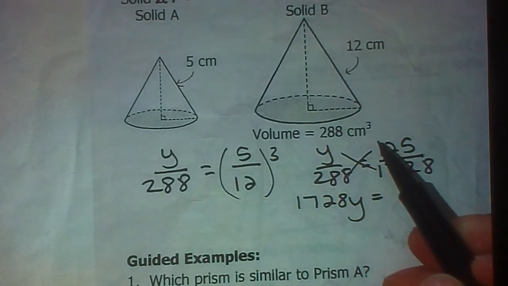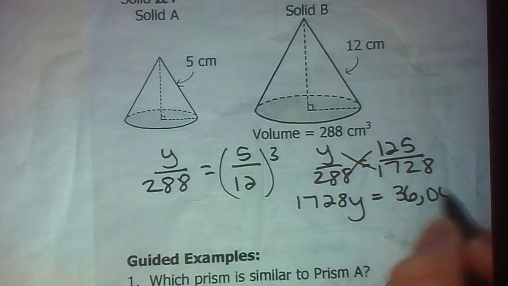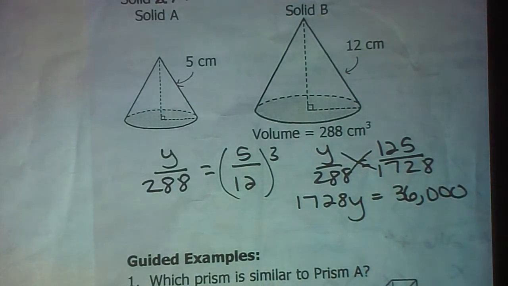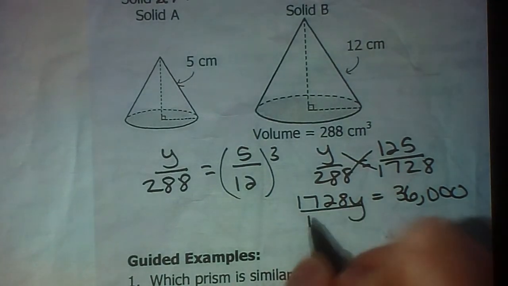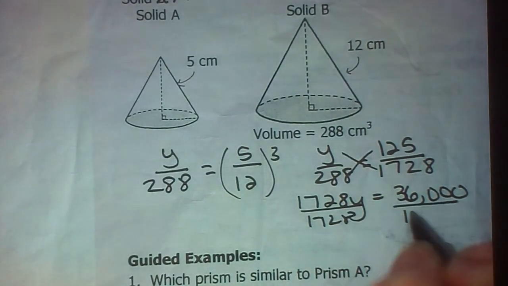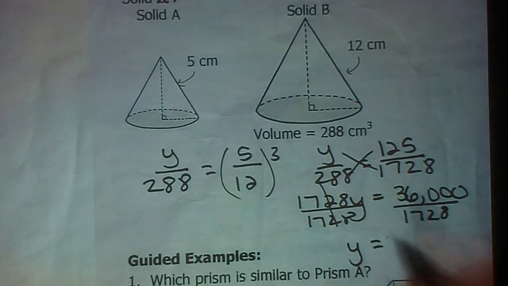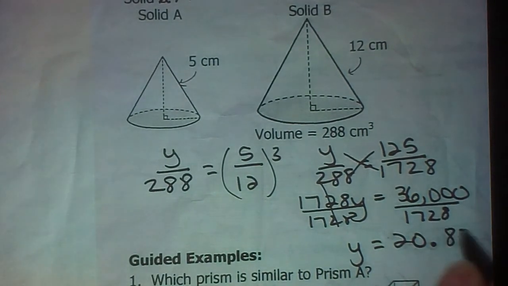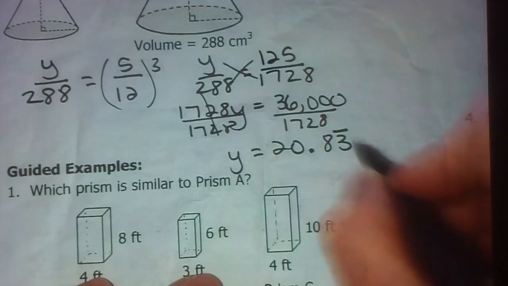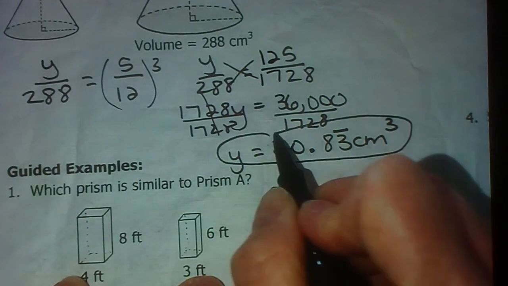288 times 125 is 36,000. All right, to get rid of this 1,728 that's being multiplied by y, I need to divide by it. And whatever you do to one side, you have to do to the other. That means that y is equal to 20 and you'll notice that the 3 keeps going over and over and over again. When that happens, we put a hat on it. And these are centimeters, and since we're finding volume, we will cube them.